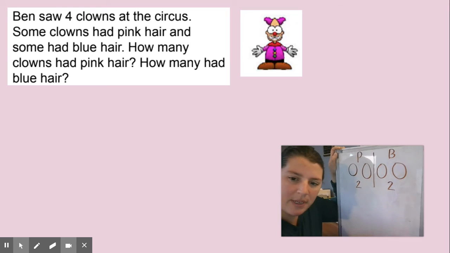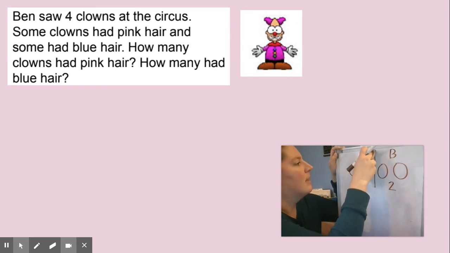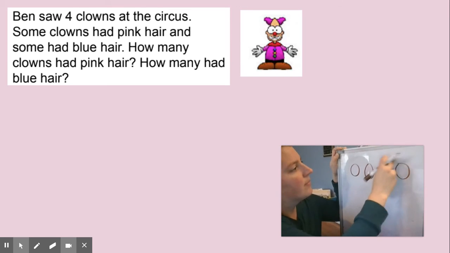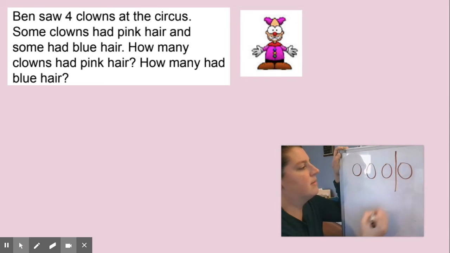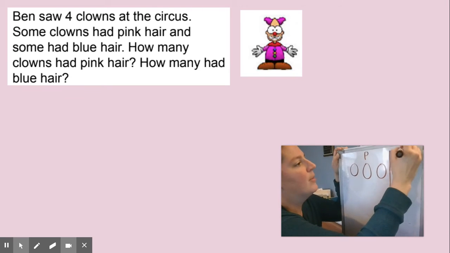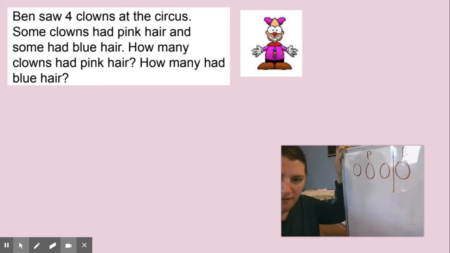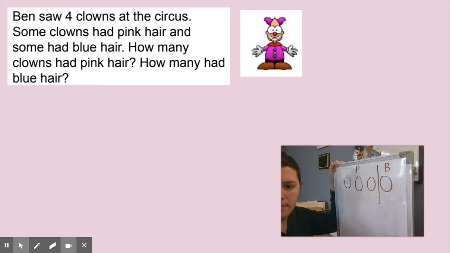Is that the only way we can represent these clowns? Let me try a different way. Can you think of a different way? Let's see. Now I'm going to draw my line here. Here are my clowns with pink hair, and here are my clowns with blue hair. Oops, sorry, friends. How many clowns had pink hair in my drawing this time? That's right, there were 3 with pink hair and 1 with blue hair.